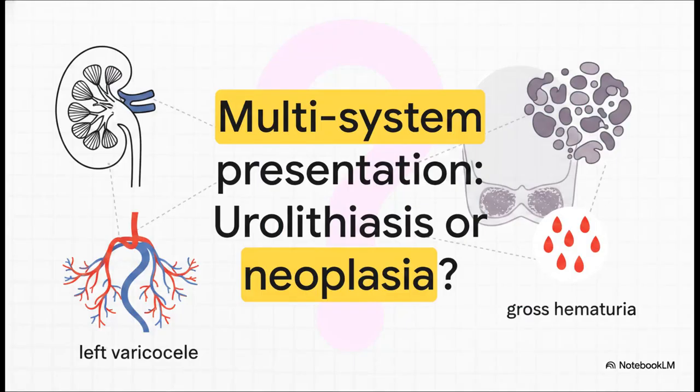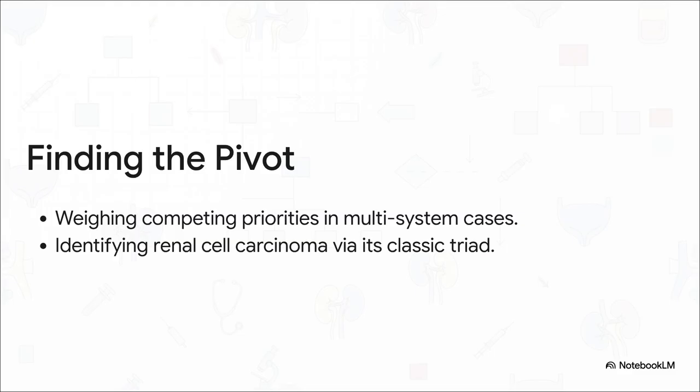Let's evaluate a truly complex, multi-system presentation. You have a 65-year-old male smoker with known BPH. He comes in with acute left flank pain, gross hematuria, and a brand new left varicocele. How do you systematically weigh these competing priorities when the symptoms of urolithiasis perfectly overlap with a concurrent, ominous structural anomaly? This is the true test of an expert clinical consultant, cutting through the noise.